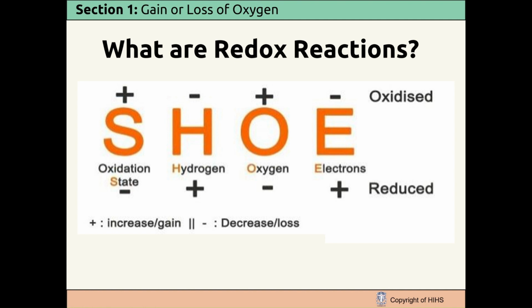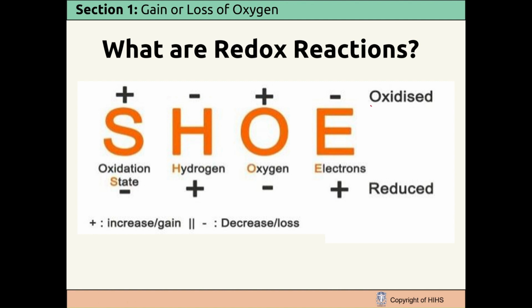Okay, so what are redox reactions? As mentioned earlier in the summaries of the different sections, we have 4 different ways where we can see which substance is oxidized and which substance is reduced. This is a summary, and the acronym given is SHOE. The S stands for oxidation state, H for hydrogen, O for oxygen, and E for electron.